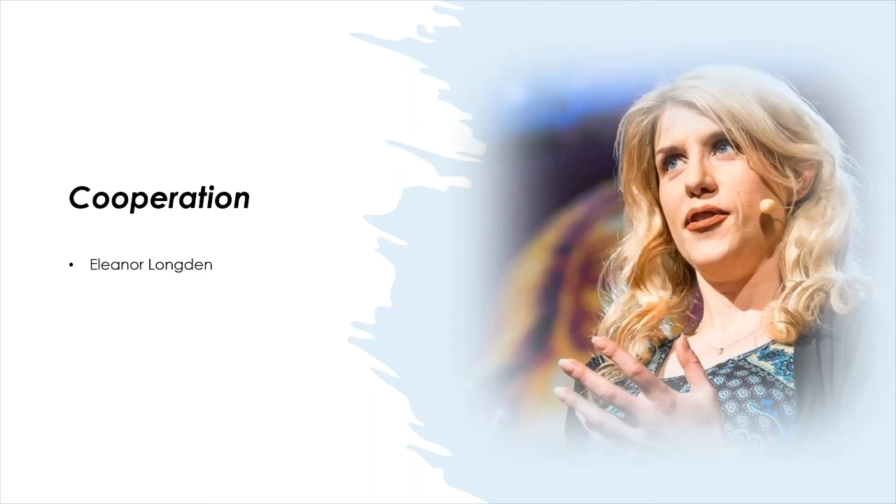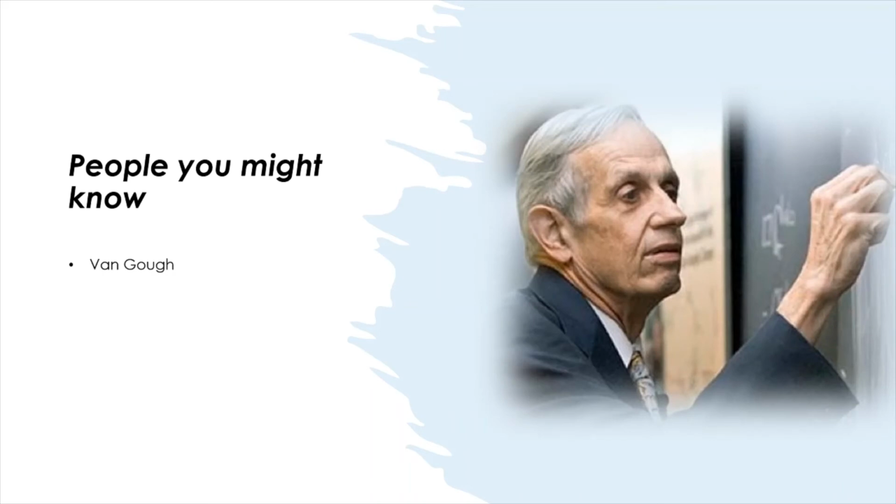Now, Eleanor Longden, the girl on the right, she did a beautiful TED Talk where when she first discovered that she had psychosis and schizophrenia, that the voices that she heard within her head each had a meaning, and then she used the voices to solve issues with herself. So she cooperated with this and learned from it.